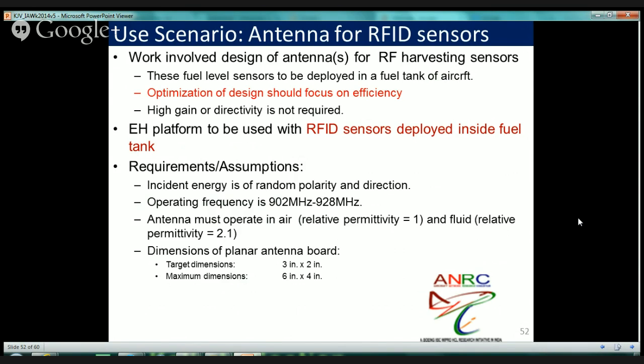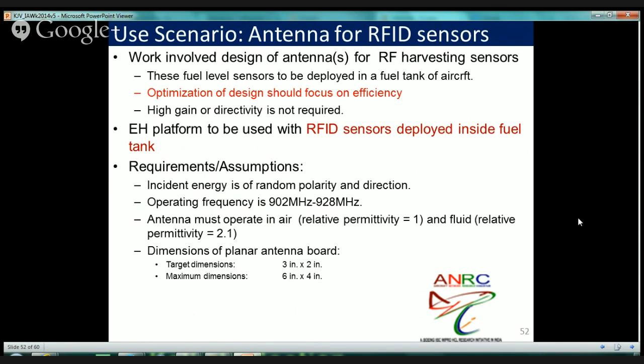If we really look at the use scenarios, as I said, there was a project from Boeing to work on this RF harvesting for RFID sensors. The interesting application that they had was to use this for sensing the fuel levels in the fuel tank. So the idea was to have a transmitter sitting somewhere inside the tank, and the tank is obviously metal, so the energy from the transmitter will not go anywhere else, and this could be collected by the harvesting unit, which is essentially sitting along with the sensor.